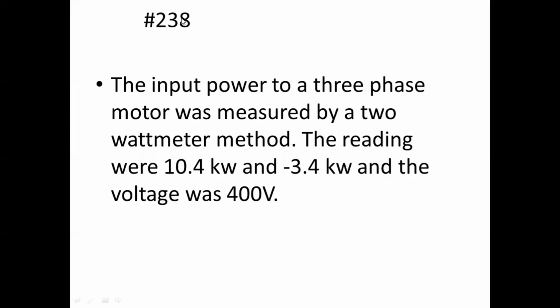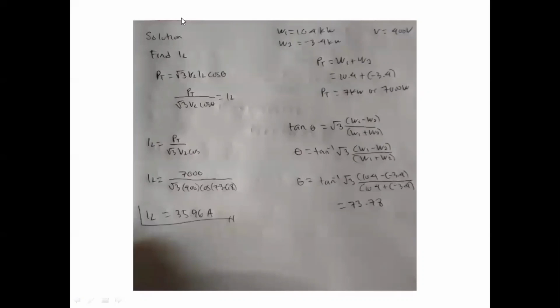Next is number 38. The input power to a 3-phase motor was measured by the 2 wattmeter method. The readings were 10.4 kilowatts and negative 3.4 kilowatts, and the voltage was 400 volts. Solution: find IL. The total power is equal to square root of 3 times voltage line times current line times cosine theta.